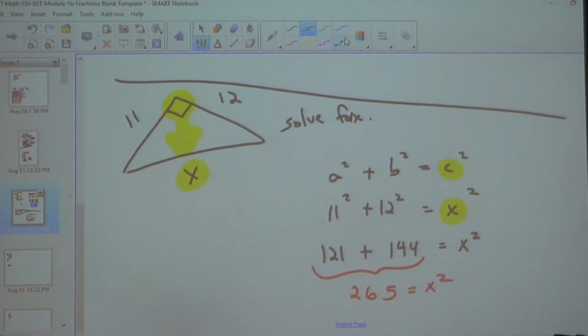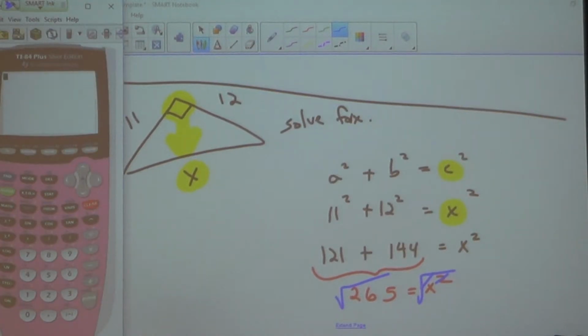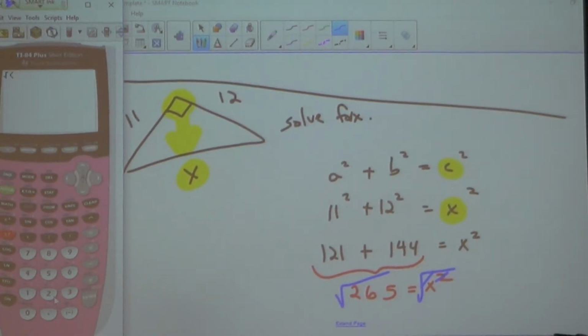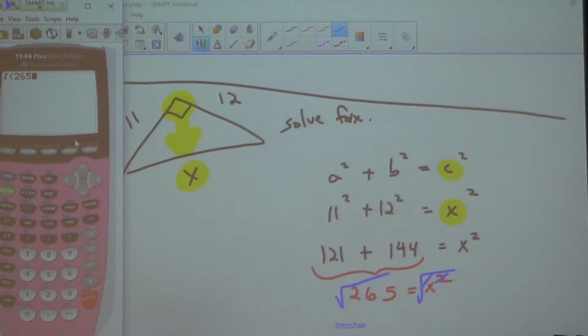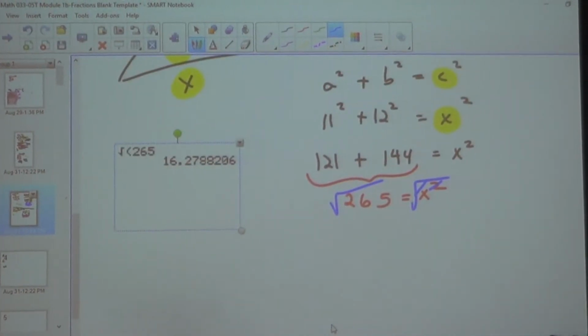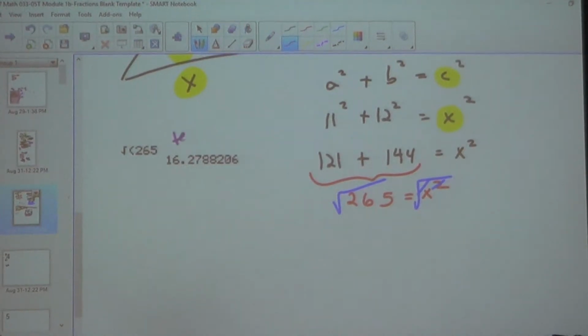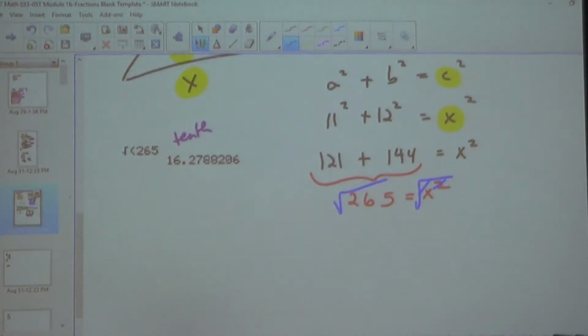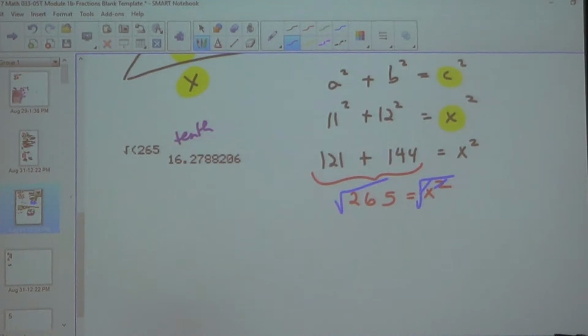But what do I have to do now? Square root. Square root it. So for this one, it's going to be the square root of 265. What is that rounded to the nearest tenth? Which digit is in the tenth space? What number's in the tenth space? 6.3. The 7 tells the 2 to go up to a 3, 16.3.